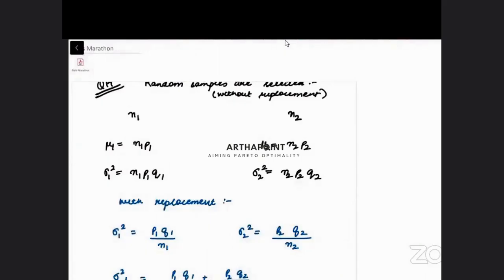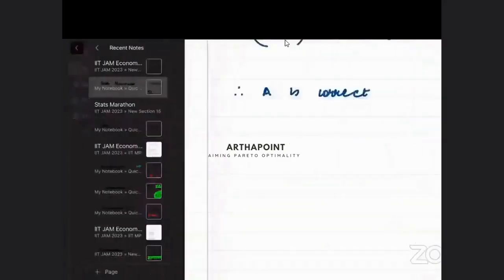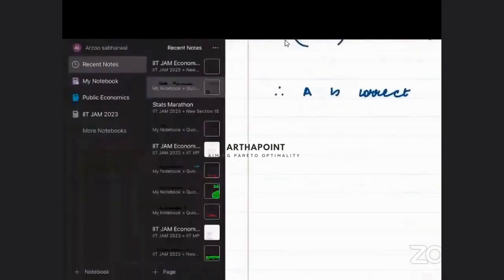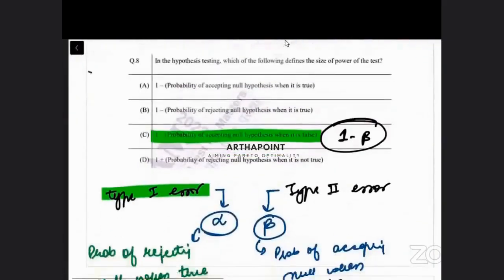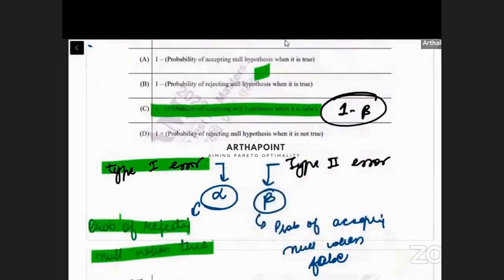Okay. So in the second question, we are just asking what is type 1 and type 2 error. And from there, we are going to the power of the test. Here, if you notice, type 1 error is called alpha, which is the probability of rejecting the null when true. And type 2 error is the probability of accepting the null when false.